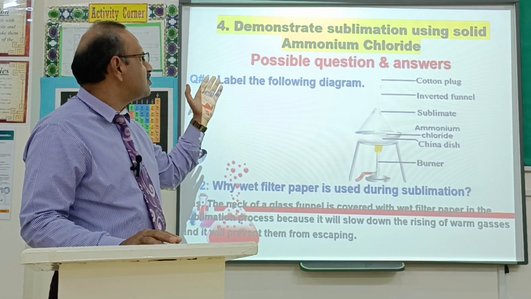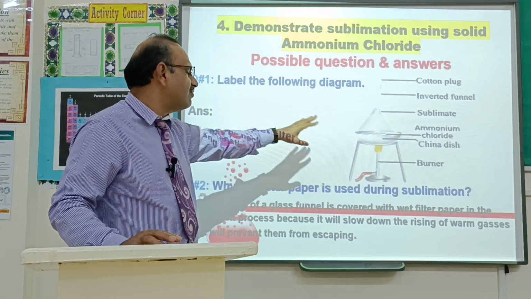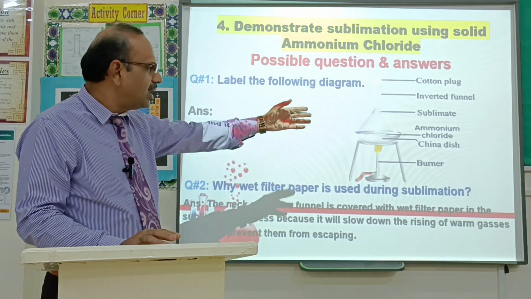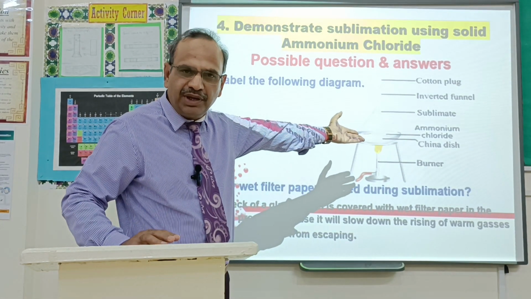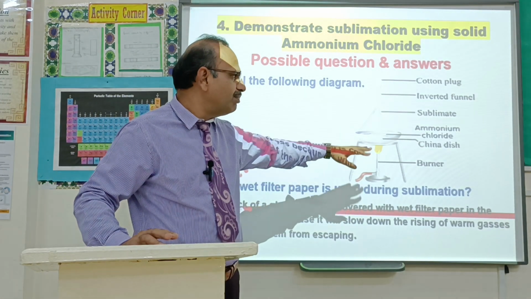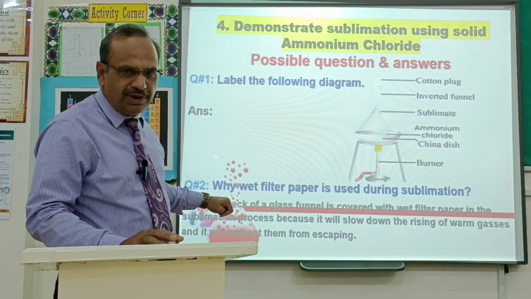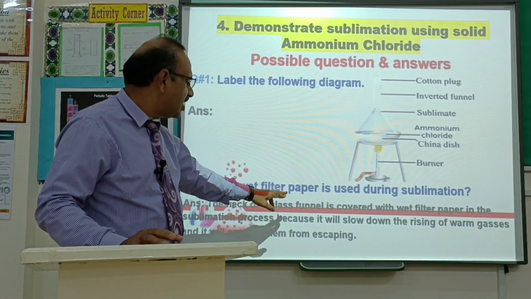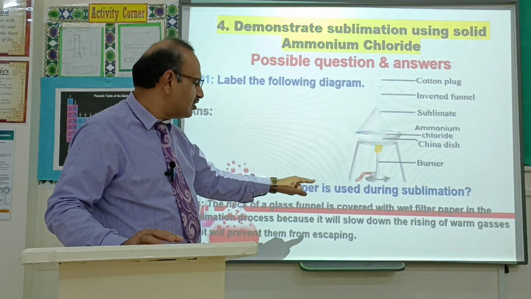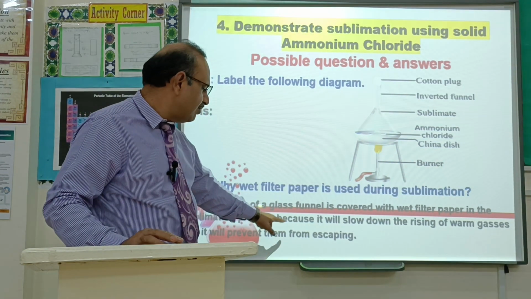Experiment number 4, it demonstrates the sublimation using the solid ammonium chloride. Some possible question can be someone gives you the diagram like this one and you are supposed to label it. I already put the diagram here which is already labeled like funnel is here, china dish is there, burner is there, ammonium chloride is there. Why wet filter paper is used during the sublimation? The neck of glass funnel is covered with the wet filter paper in the sublimation process because it will slow down the rising of warm gases and it will prevent them from escaping.